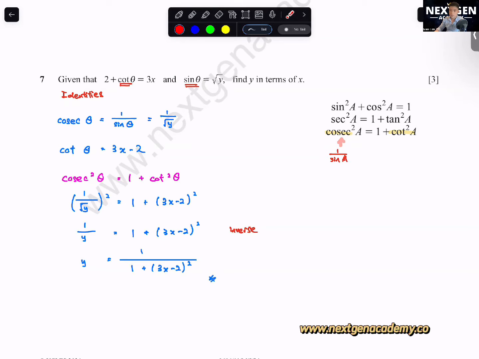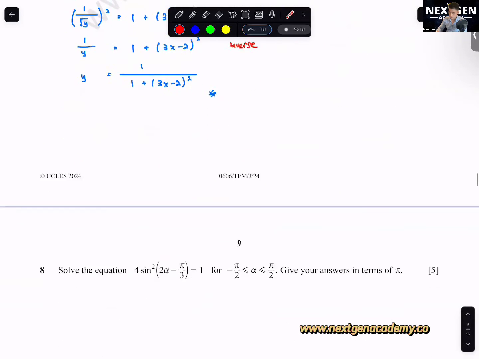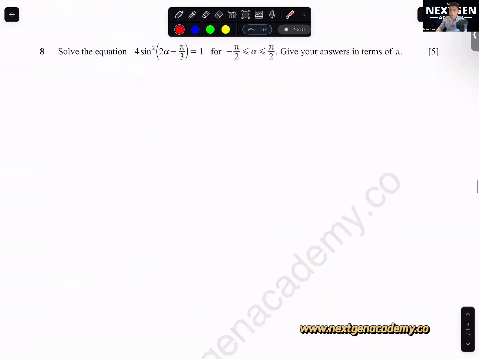All right, okay, let's go to everyone's favorite question. Number 8, trigo. Solve the equation 4 sine square (2 alpha minus pi over 3) equals to 1, for negative pi over 2 to pi over 2. Give your answer in terms of pi.